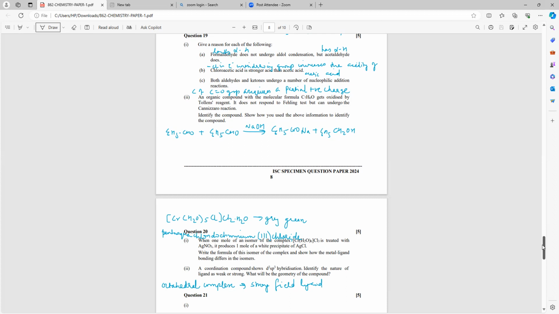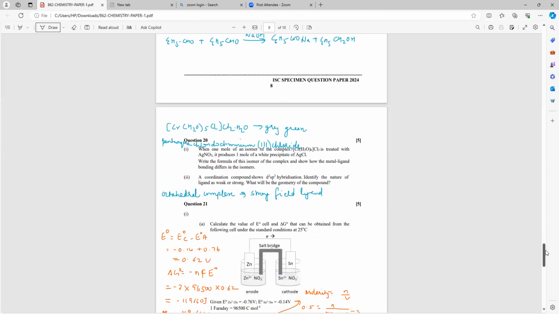A coordination compound has d2sp3 hybridization, identify the nature of the ligand. It will be a strong field ligand and it will be an octahedral complex. Now they have made the language tricky. The moment it is d2sp3 hybridization, by default, it will be an octahedral complex and it will be a strong field ligand.